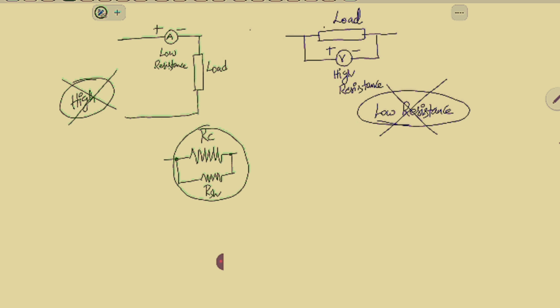Is it right or not? In a parallel combination, the equivalent resistance is less than the least. That's why the equivalent resistance of RSH and RC will be very much lesser. With this method we can make the ammeter a low resistance instrument.